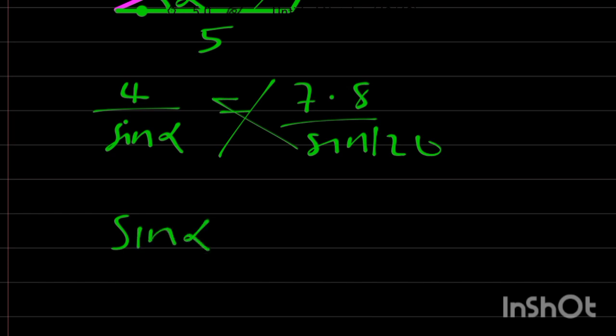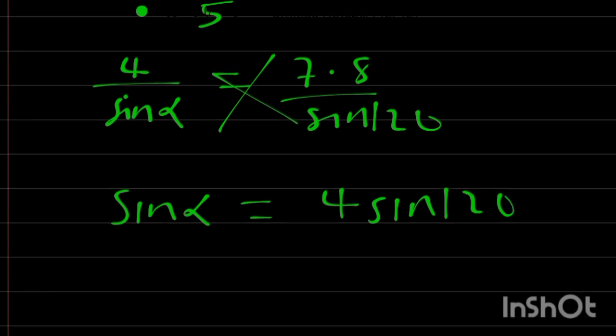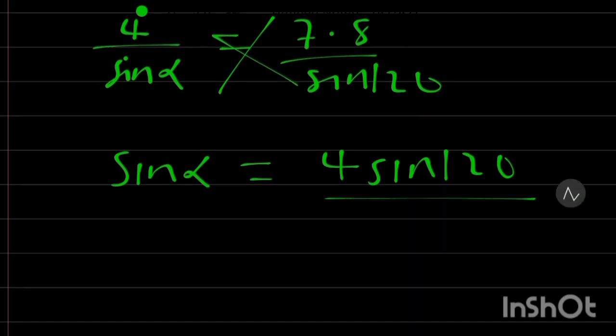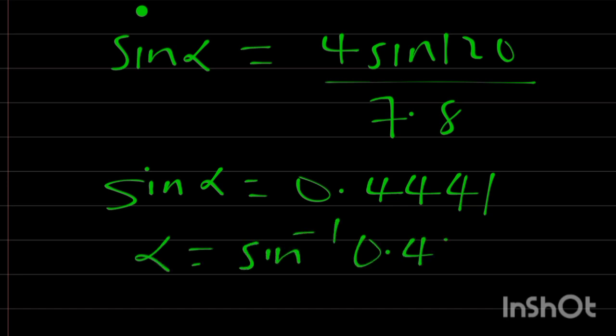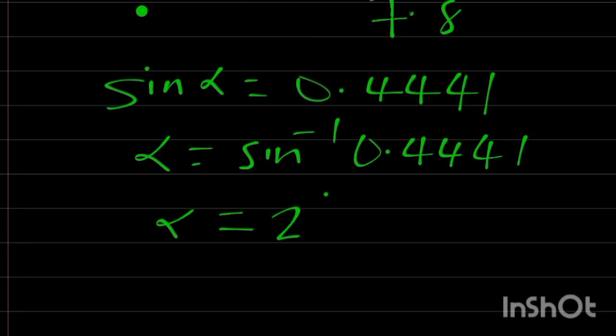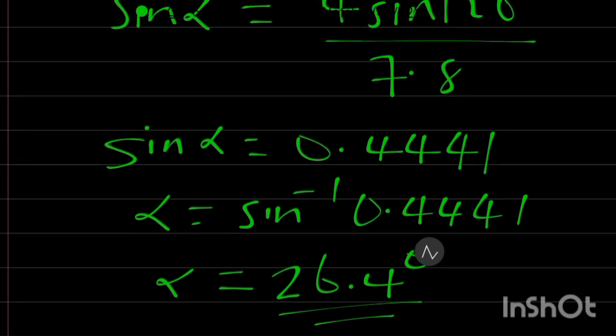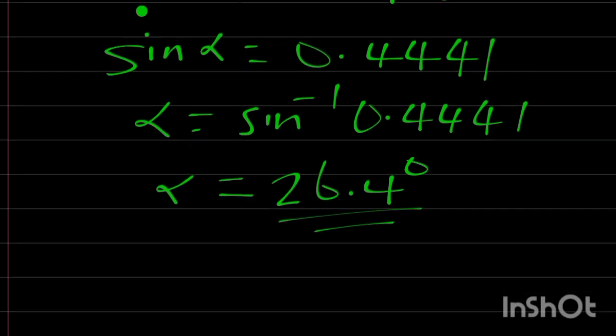So we cross multiply from here, and we have sine alpha is equal to 4 sine 120 over 7.8. Sine alpha is equal to 0.4441, and alpha is equal to sine inverse of 0.4441. Alpha is equal to 26.4 degrees. So this is the angle the resultant and the equilibrant make with the horizontal. Both of them are opposite in direction, but equal in magnitude. Take note of that.